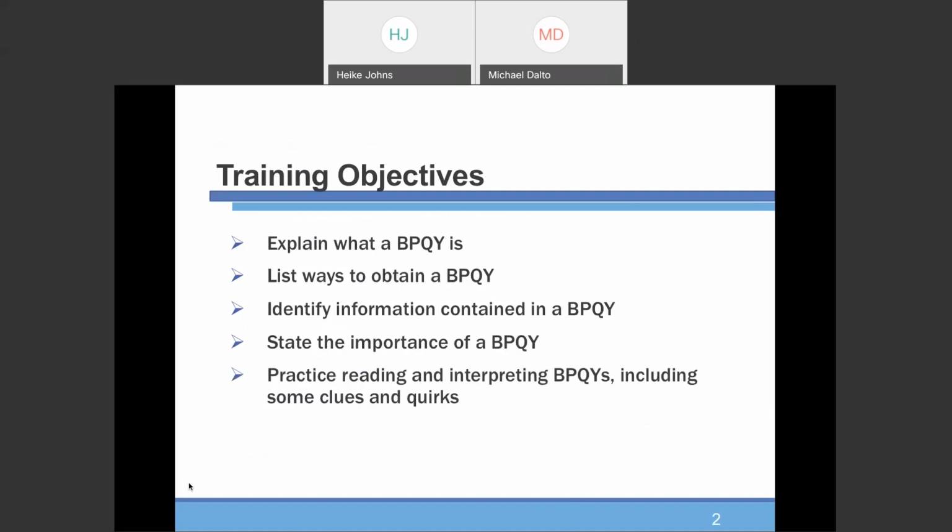So there are 5 objectives to this training: to be able to explain what a BPQY is, explain how to get it. There are a couple different ways to obtain a BPQY, to identify key information that's contained in it, to explain why it's important, and to get some practice reading and interpreting BPQYs, including some clues and some quirks that may be relevant.